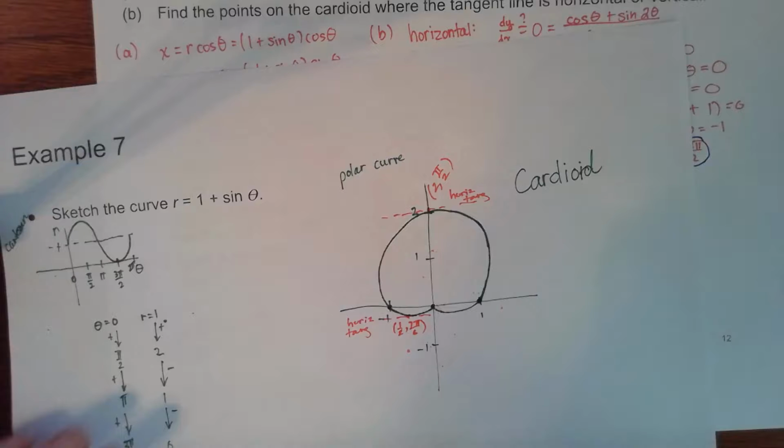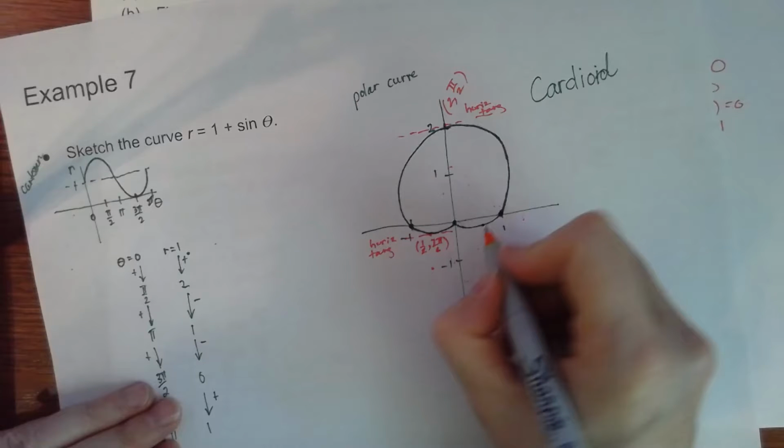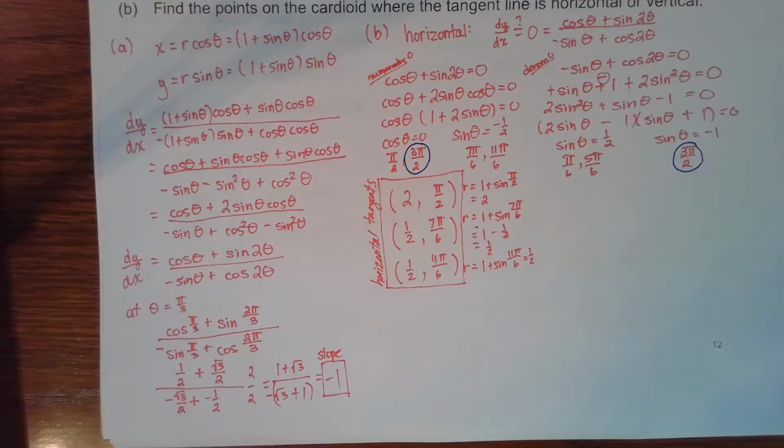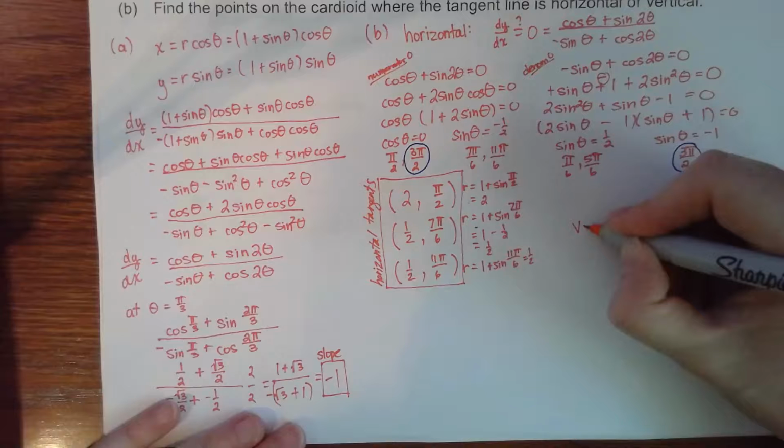Is that 1/2, 7 pi over 6? And then also at this 1/2, 11 pi over 6. 11 pi over 6 is over here. Okay, so we've got a horizontal tangent here as well at 1/2, 11 pi over 6. So those do match up with our pictures. Okay, so those are the horizontal tangents, and let's now look for our vertical tangents.